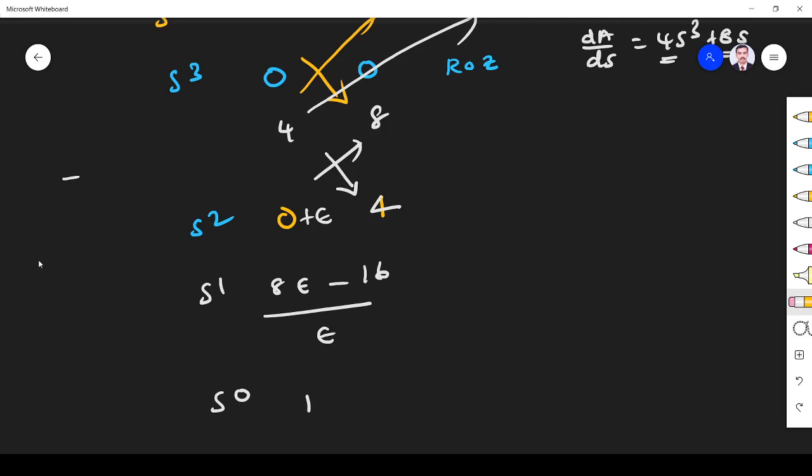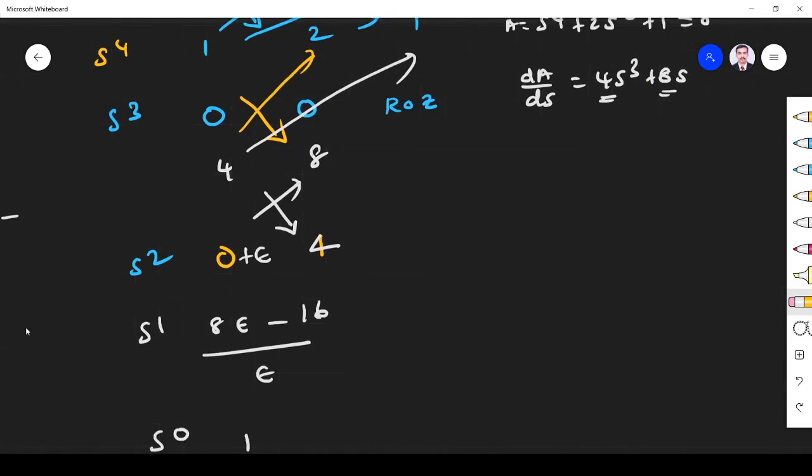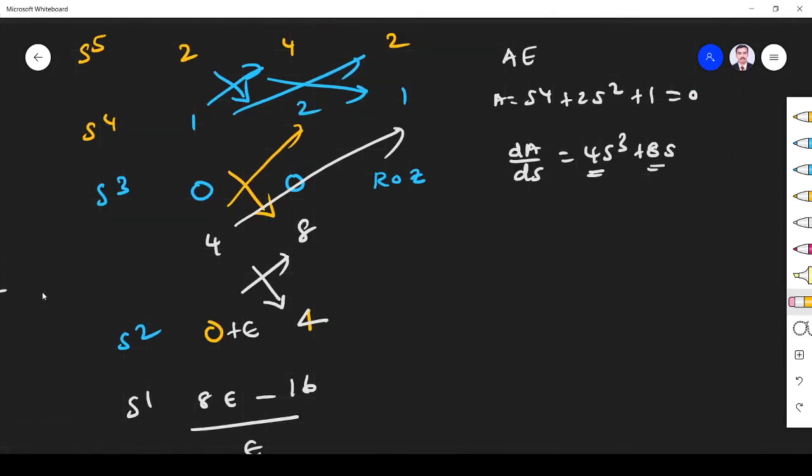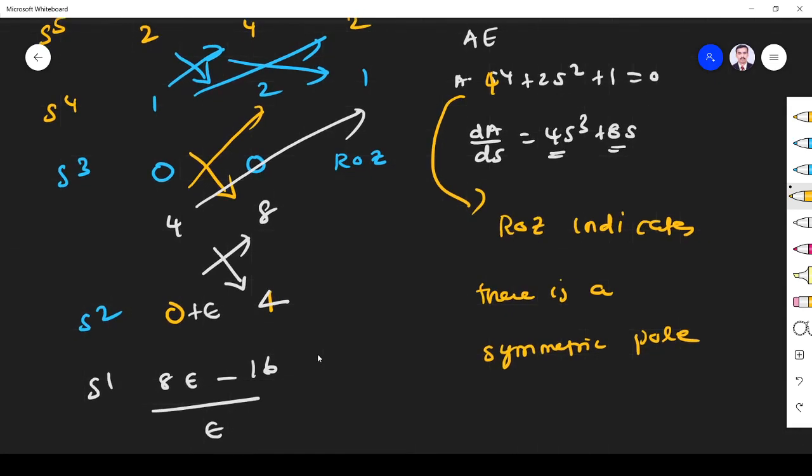So what we have to do, we check our auxiliary equation, because if we make epsilon 0, again it will be a problem. So let us see what is happening to our auxiliary equation. From here we will understand dA by ds is equal to 4s cube plus 8s. So if a row of 0 occurs, what is the meaning? Row of 0 indicates there is a symmetric pole, right? So how many symmetric poles are there? That we can find from this auxiliary equation.